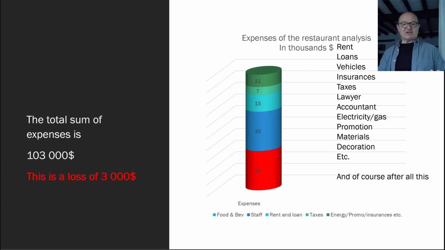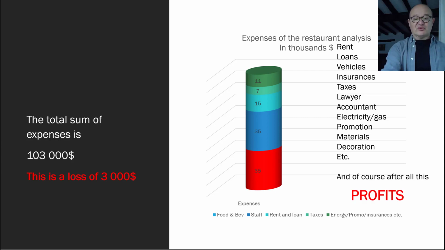$30,000 is just remaining for you to pay rent, loans, vehicles, insurances, taxes, lawyer, accountant, electricity, gas, promotion, materials, decoration, and of course, you must not forget that in these $30,000, you must have also profits. So you see, the control of the ratio of the food cost, if you can earn 1%, 2%, 3%, it is that much that you will have in profit at the end of the month. If you do not control the food cost, at the end of the month, you may have losses of 3,000, which is the estimate that I made, just an average estimate to you, of course.